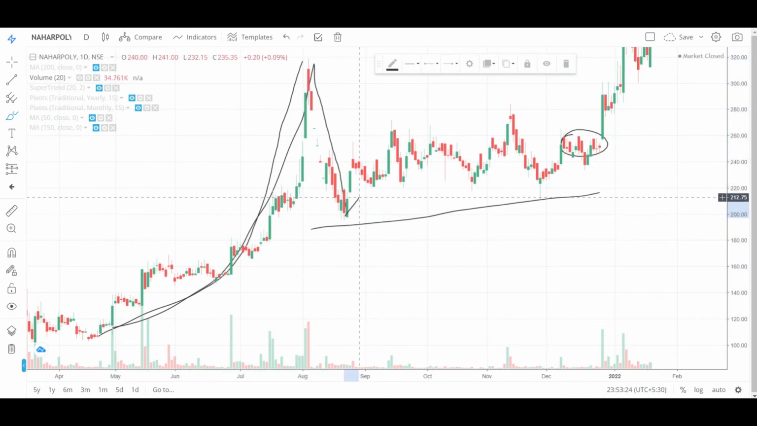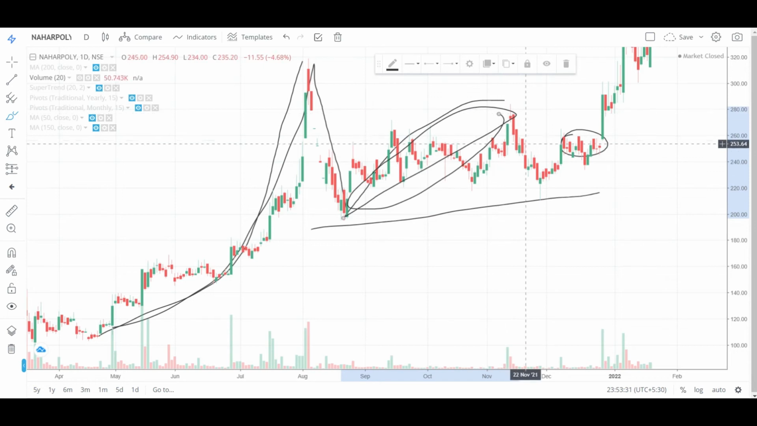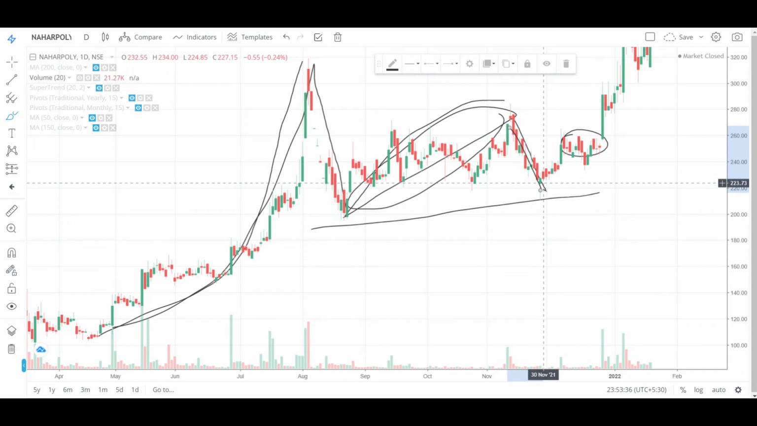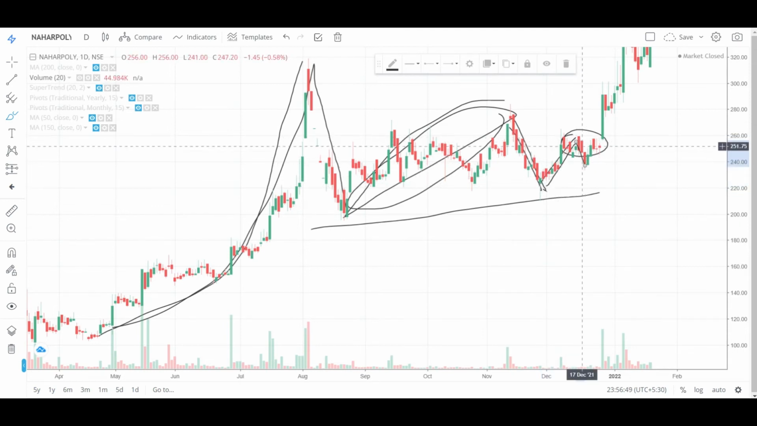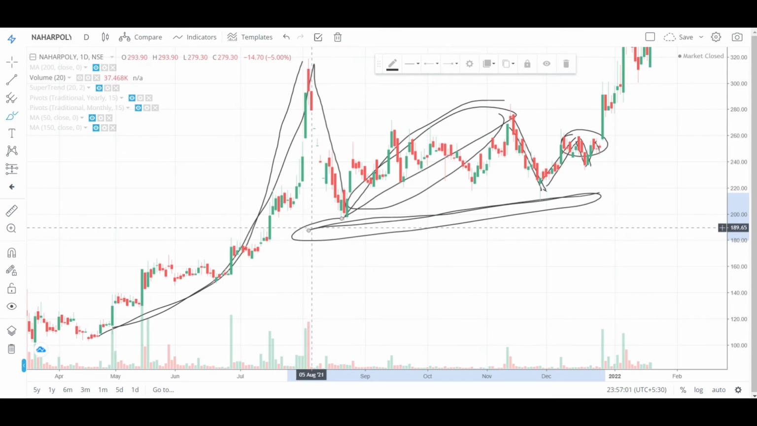Then this second up move, and then this contraction. Then we have this third up move, and then again a short correction. Then there is this fourth up move and then a very small correction. So you can see that during this sideways period there were 3-4 contractions.